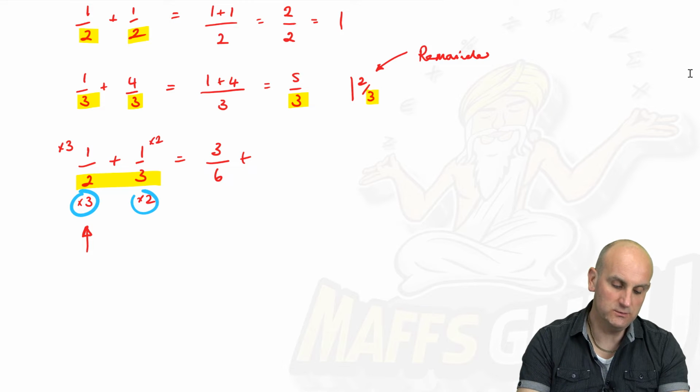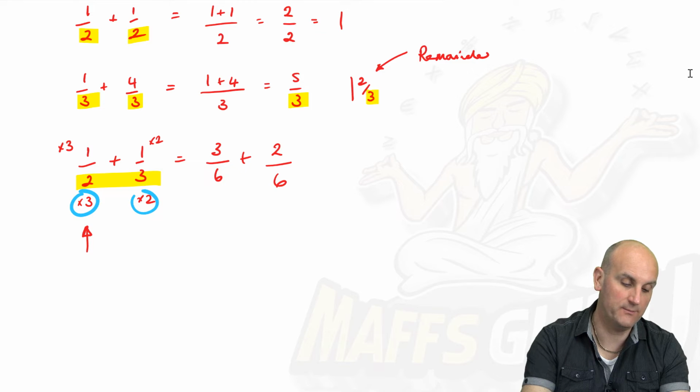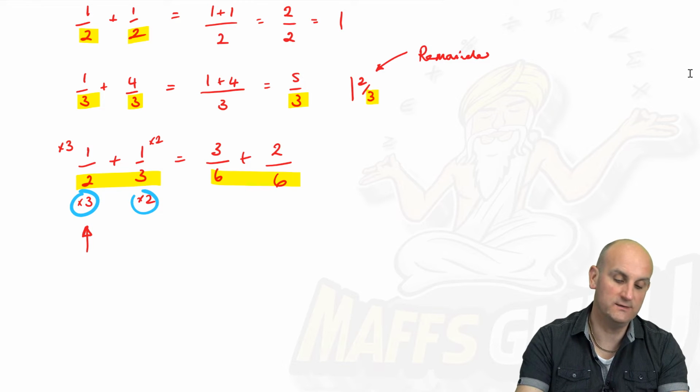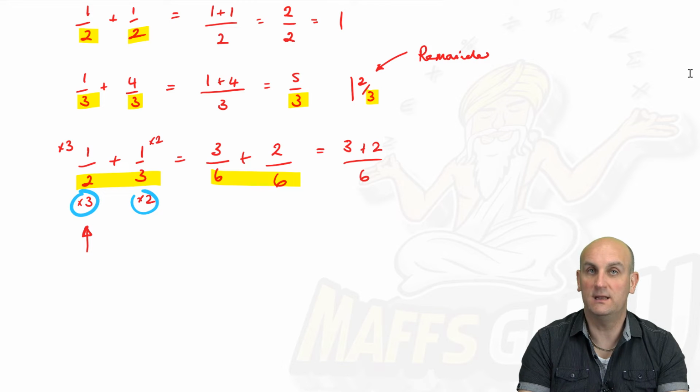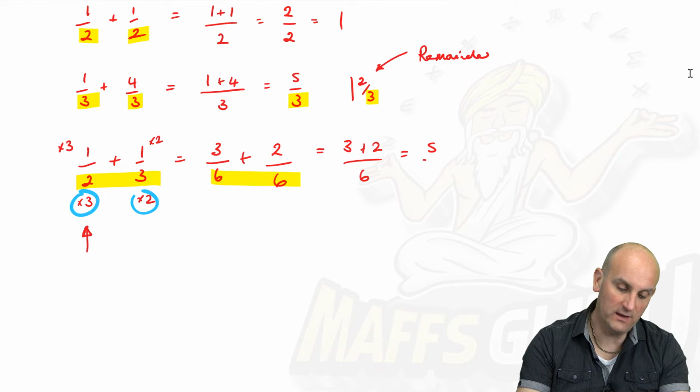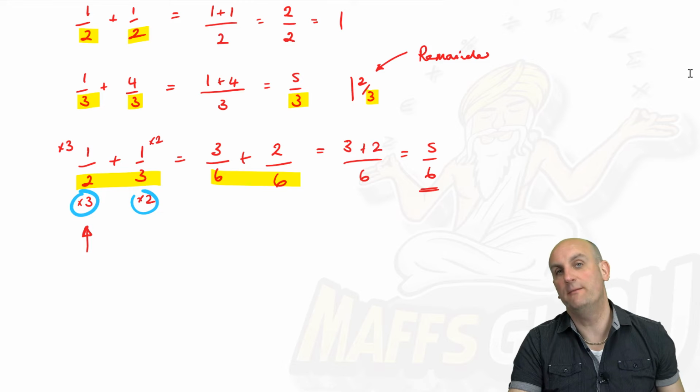We're now going to add on. 1 times 2 is 2, and 3 times 2 is 6. And do you notice what's now happened? The denominators are the same. Now that they're the same, I add the numerators and leave the denominator as it is. So that becomes 5 on 6. And that is in fact my correct answer.